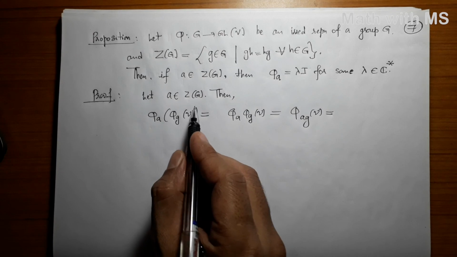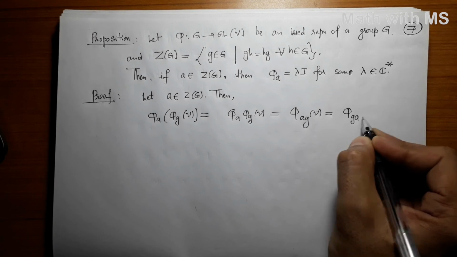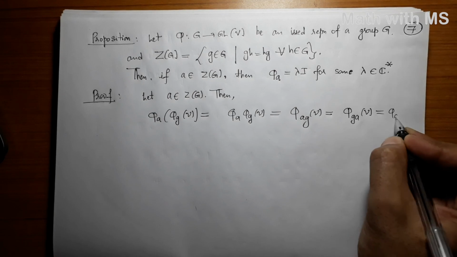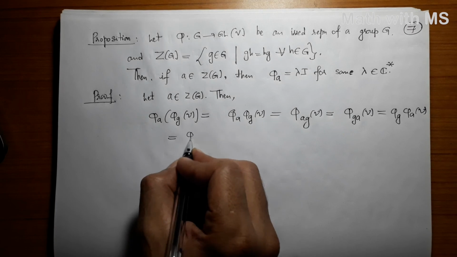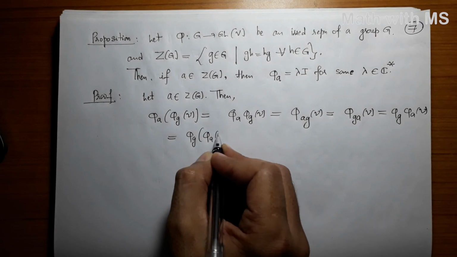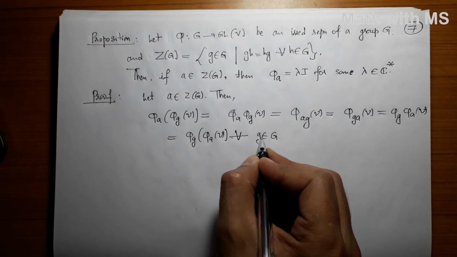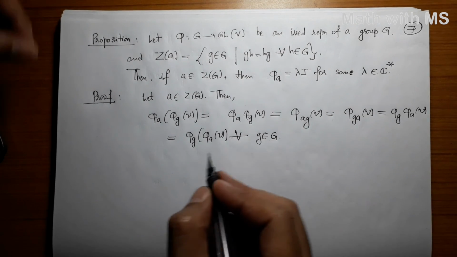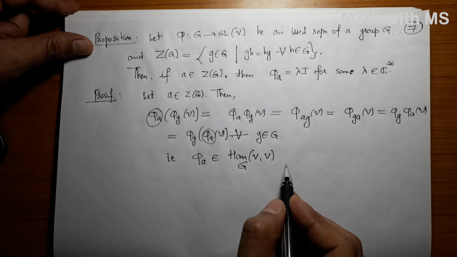But now A is a central element. It will commute with every group element. So it is the same as phi of GA acting on V. That is the same as phi G into phi A acting on V. Right? That is the same as phi G of phi A of V. This should happen for all group elements in the group G. So what does it tell you? Phi A belongs to Hom sub G (V, V).